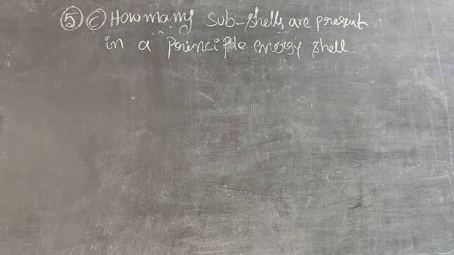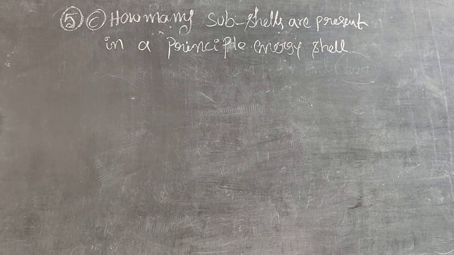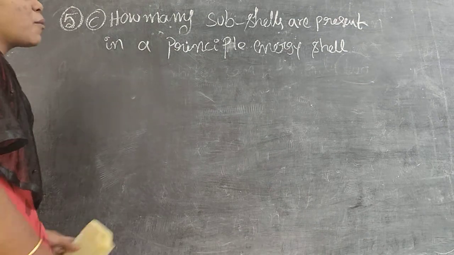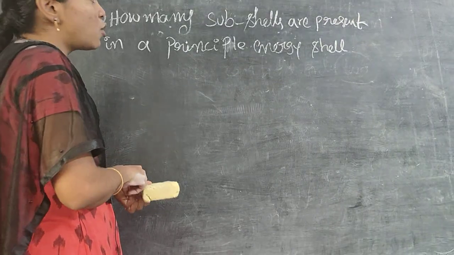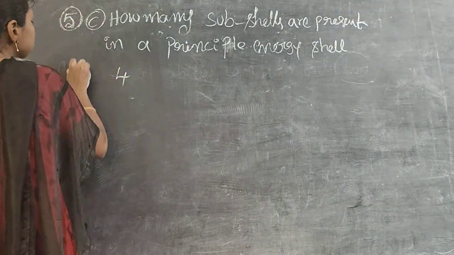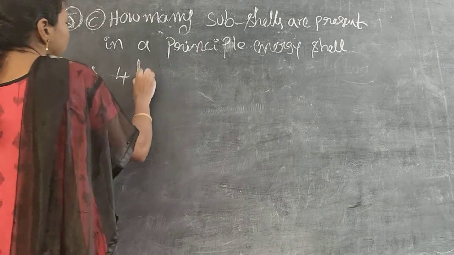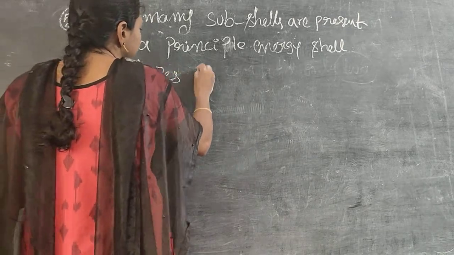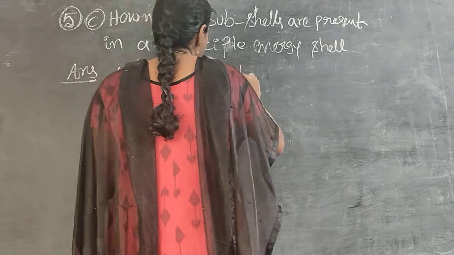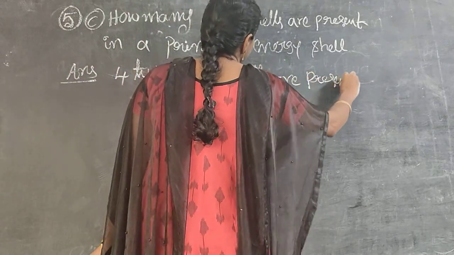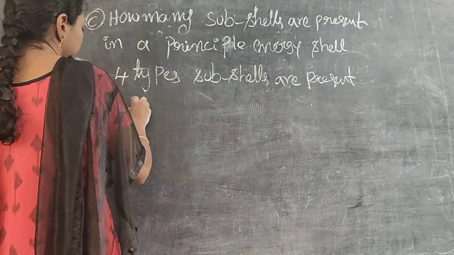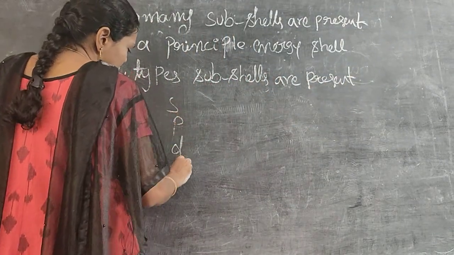Next question is C. How many subshells are present in a principal energy shell? How many subshells do we have? 4 subshells, 4 types of subshells are present. Those are s, p, d, f.